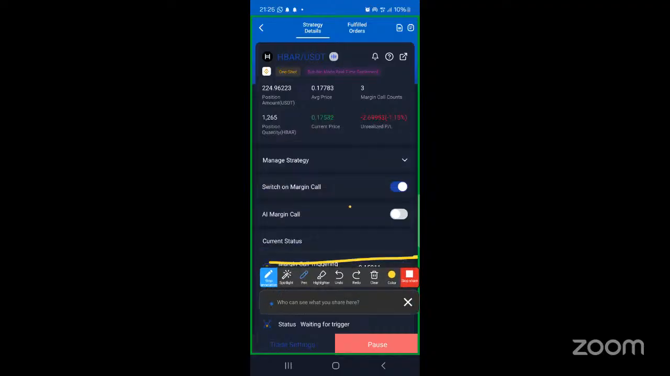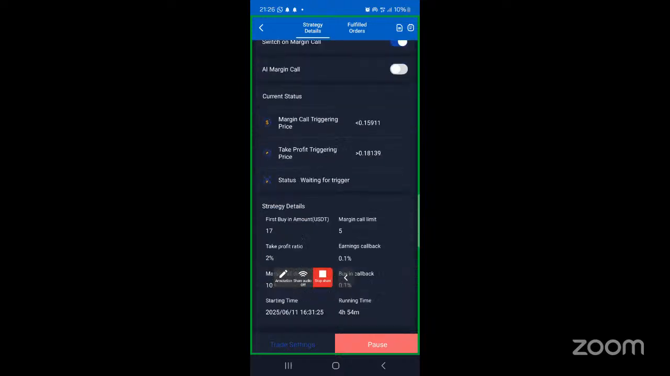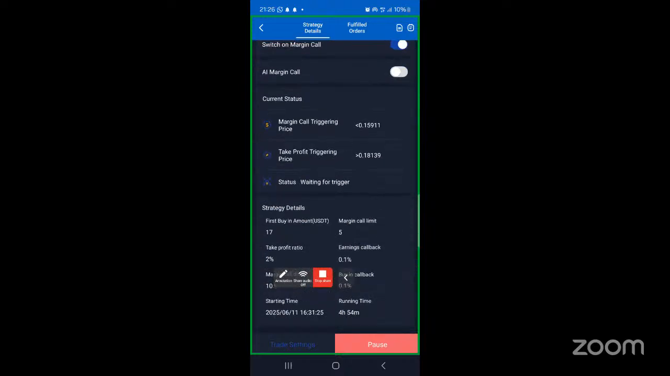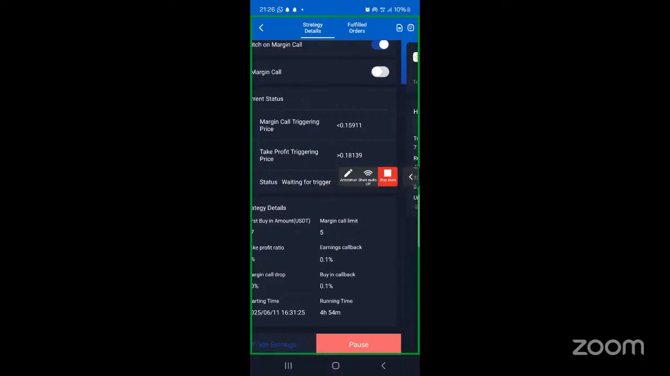Okay. I've used a wrong signal, because this coin I'm already trading it. I've changed its settings. Can you imagine?